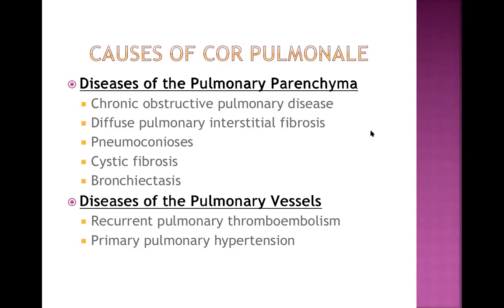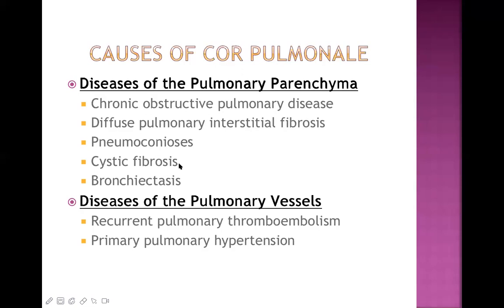Diffuse pulmonary interstitial fibrosis, same mechanism, also causes hypoxia. One good example here is idiopathic pulmonary fibrosis. Pneumoconiosis is dust-related lung disorders, like anthracosis, silicosis, berylliosis, asbestosis. All of these are known as pneumoconiosis, because if we inhale this type of dust for a long time, it can badly damage our lung, and the type of damage is fibrosis of the lung.